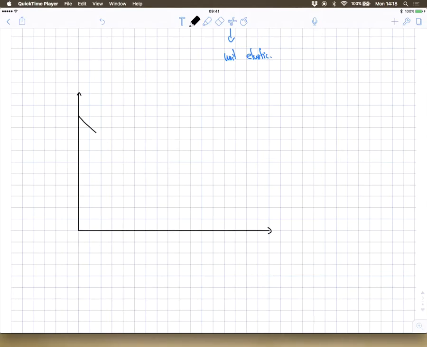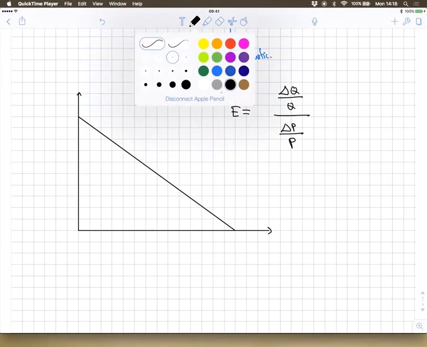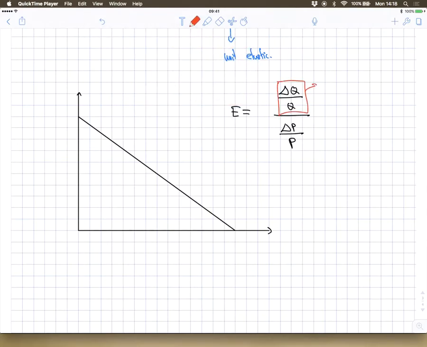Let's take any demand function. Doesn't matter how it looks like. Let's make it a little bit like this. Let me define elasticity as percentage change in quantity over percentage change in price. So this bit here is changing quantity over quantity, so this can be thought of as percentage change of quantity. This bit here can be thought of as percentage change of price.